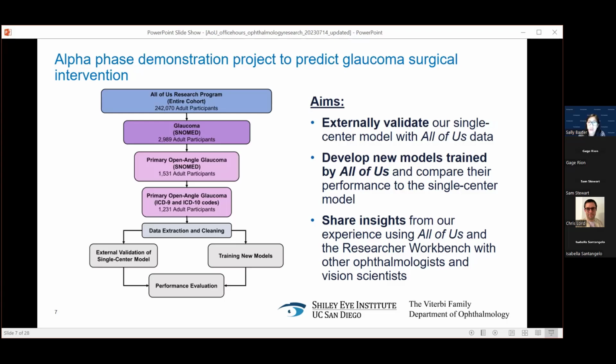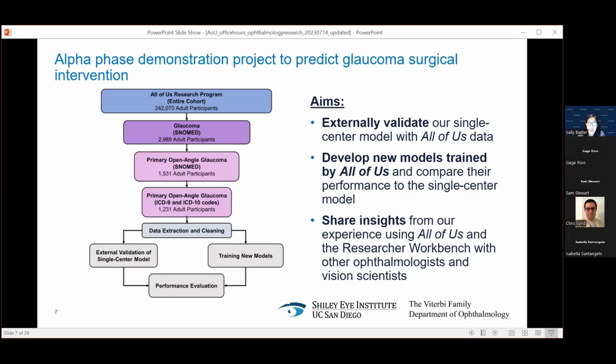And I think in general, this is a great use of the All of Us data, in that it can serve as an external validation cohort for AI models that have been developed using other data. And then the second goal we were trying to do is to actually use the All of Us data as a training cohort and develop new models, and then compare the performance of those models to the original single center model.